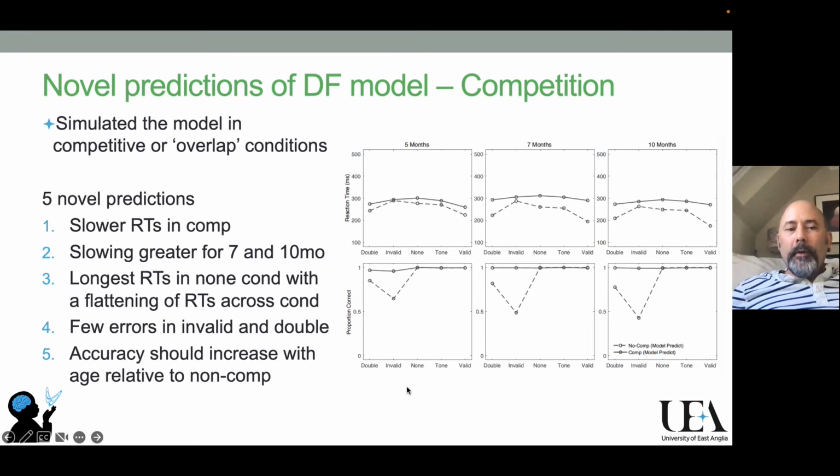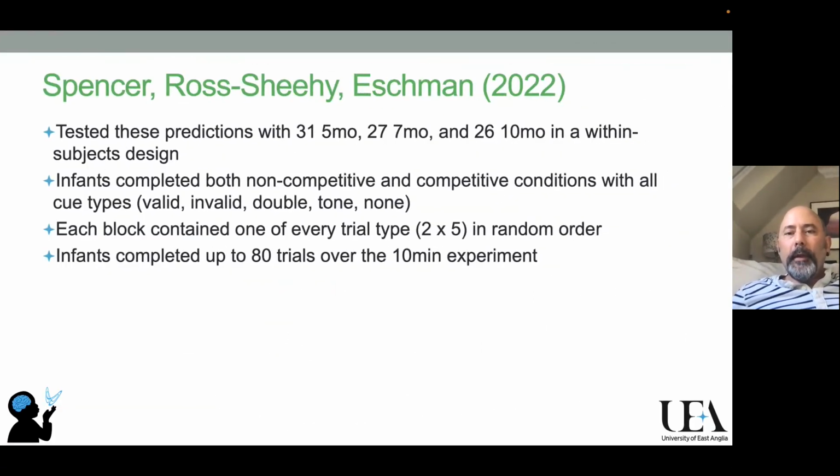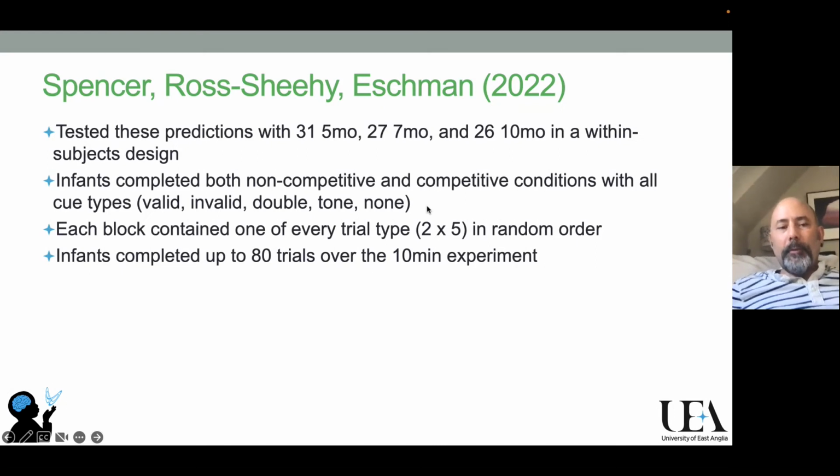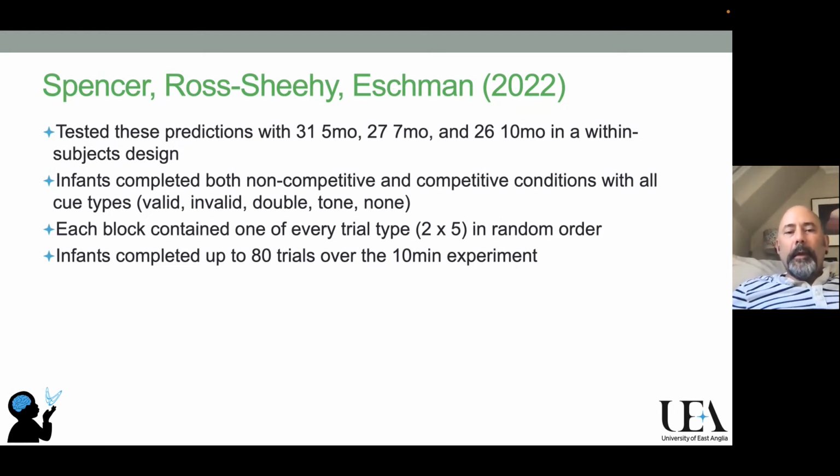Okay, so the model generates these 5 novel predictions. We then, in a recent 2022 paper, tested these predictions with 5-month-olds, 7-month-olds, and 10-month-olds in a within-subject design. Infants completed both non-competitive and competitive conditions with all the Q types. So valid, invalid, double, tone, and none, as I described previously. Each block of trials contained one of every trial type. So competitive versus non-competitive times 5 conditions, presented in a random order. And infants completed up to 80 trials over the 10-minute experiment.